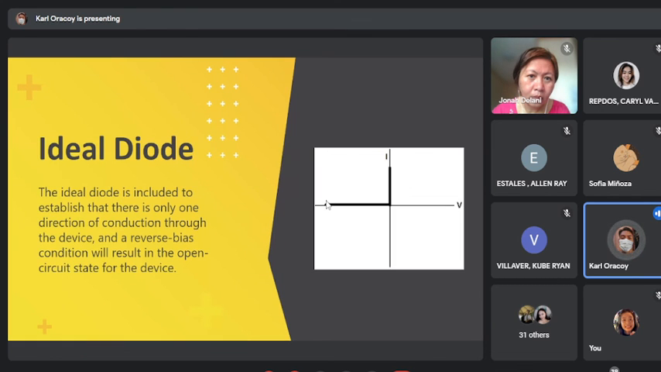Next is the ideal diode. An ideal diode is a diode that works as a perfect conductor when forward biased and as a perfect insulator when reverse biased. For example, when positive voltage is applied across the anode to the cathode, the diode conducts forward current instantly. When voltage is applied in reverse, the diode conducts no current at all.